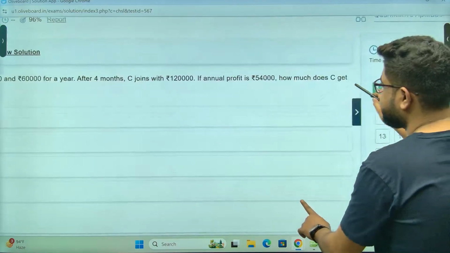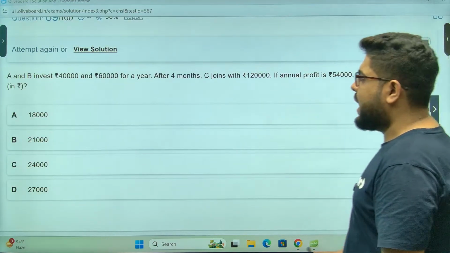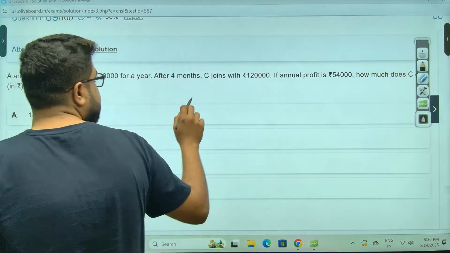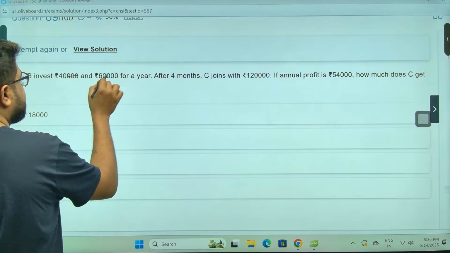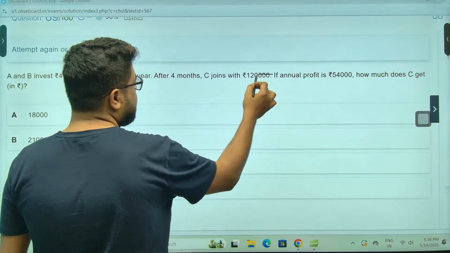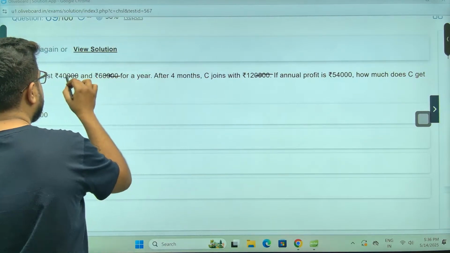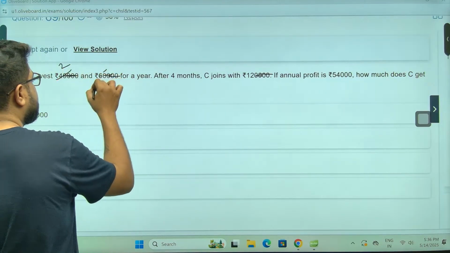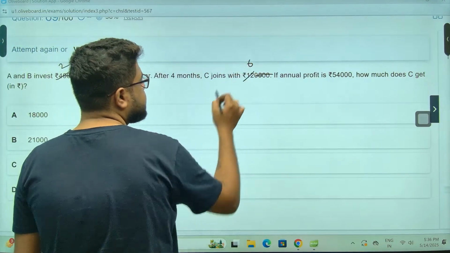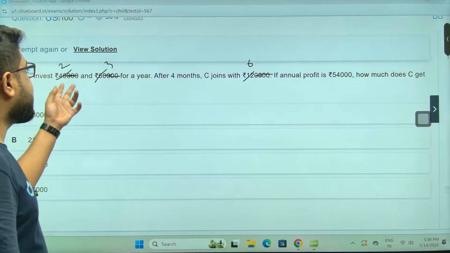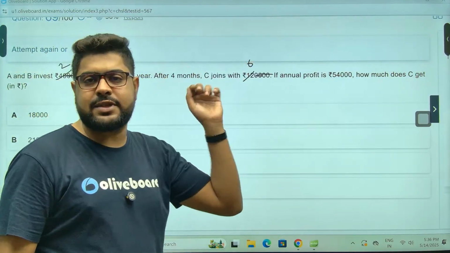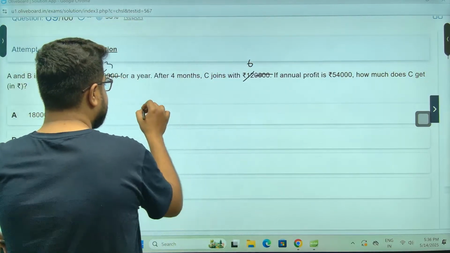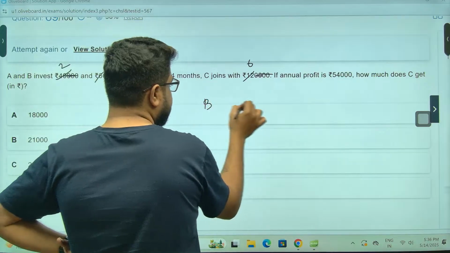Next one. A and B invest this and this. Sir, there are 4 zeros, let's get rid of them. So we get 2, 3, 6. So A and B started with 2 rupees, 3 rupees. C joins with 6 rupees. Do it like this: A, B, C.